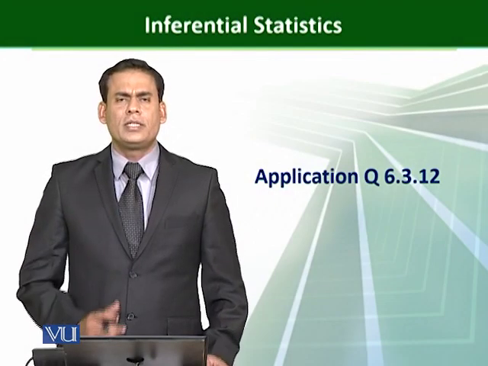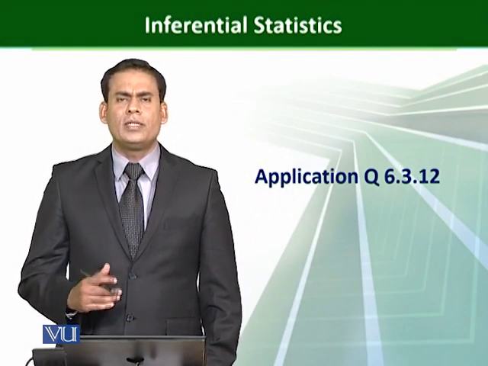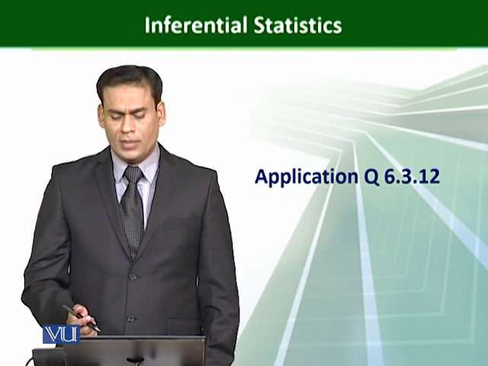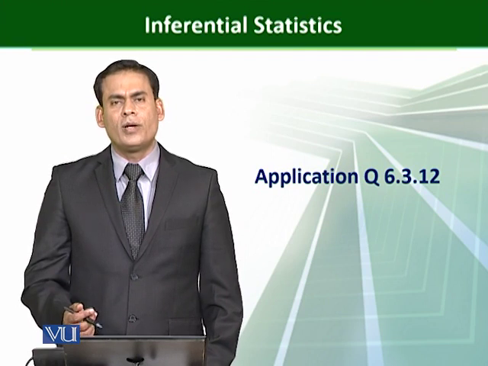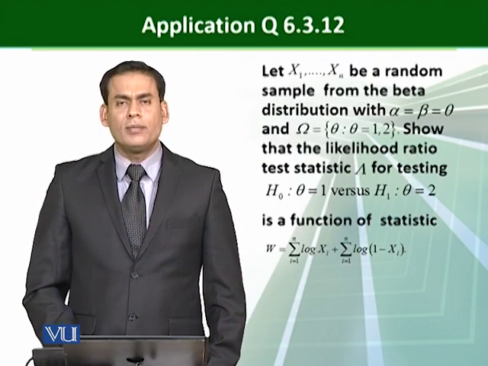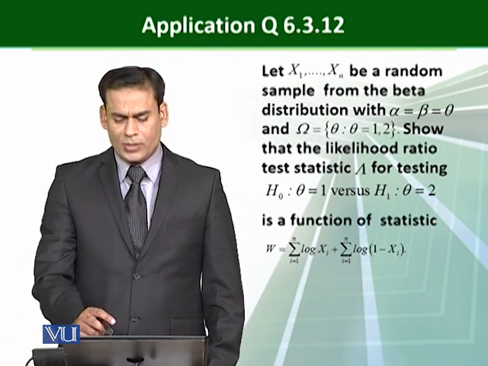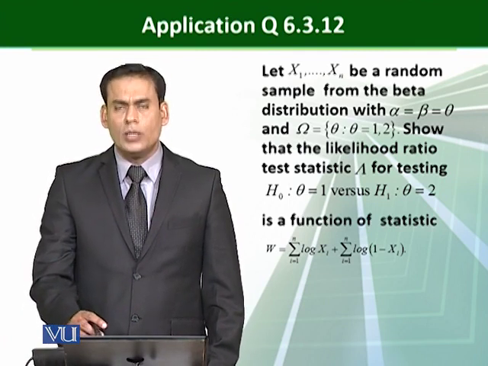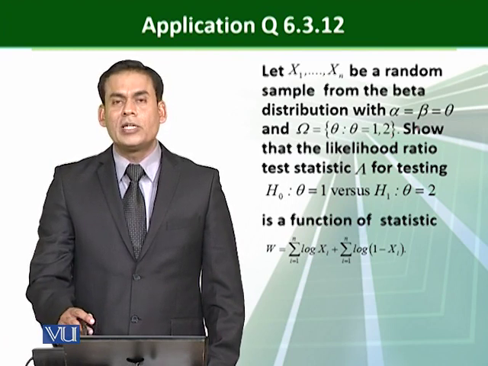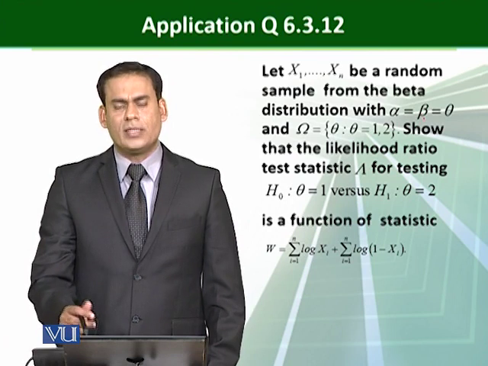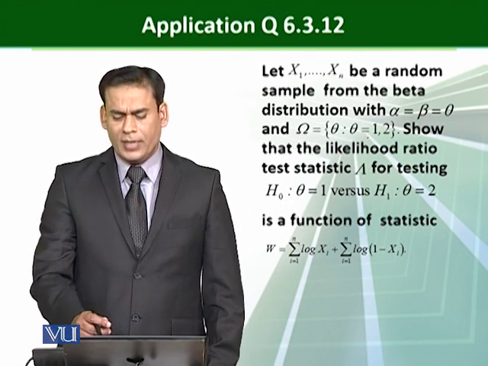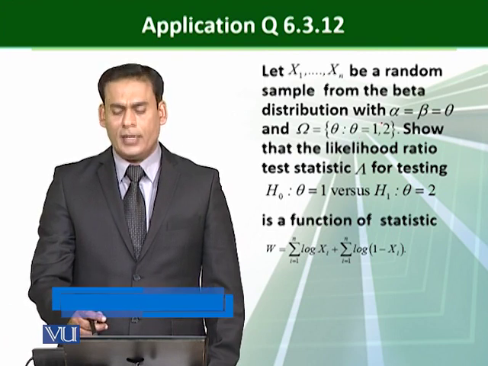Now we see some application of this theorem in terms of taking some exercise question. That is actually question number 6.3.12 from the Hogg, McKean and Craig's book. The statement of this question is: let X1, X2 up to Xn be a random sample from the beta distribution with parameters alpha equal to beta equal to theta. So both of the parameters are equal to theta, and the parameter space is theta equal to 1 and 2.